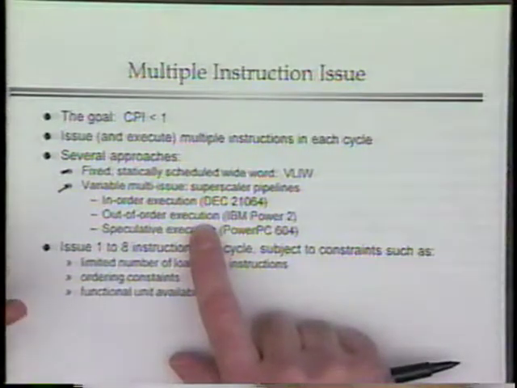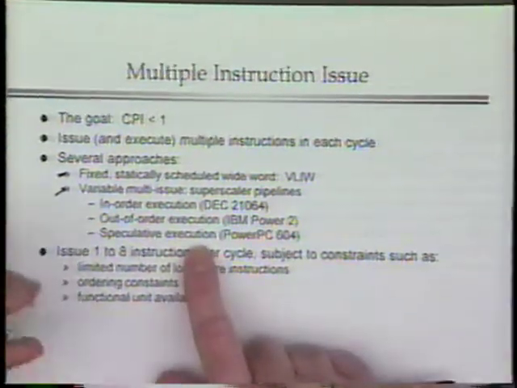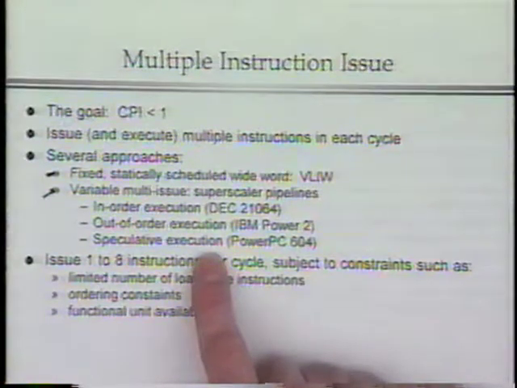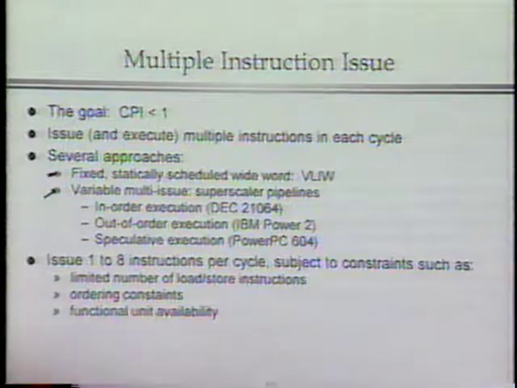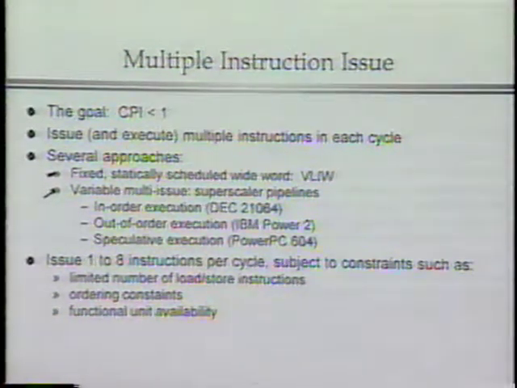You can issue multiple instructions at once and then combine that with some of the dynamic scheduling we've been doing so that you can execute them out of order. And you can do even more than that. You can execute beyond branches before you even know which way the branch is going to go, not just fetching beyond the branch, but actually executing beyond the branch, and that's called speculative execution. And we'll look in detail at the PowerPC 604, which is the first microprocessor to do speculative execution.